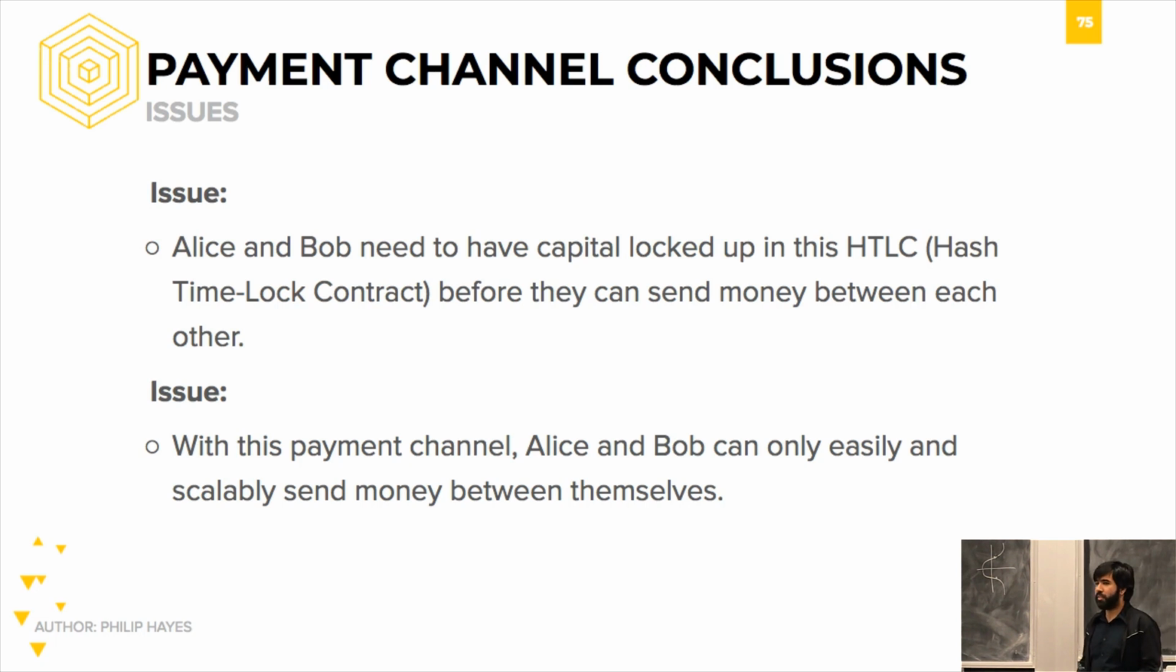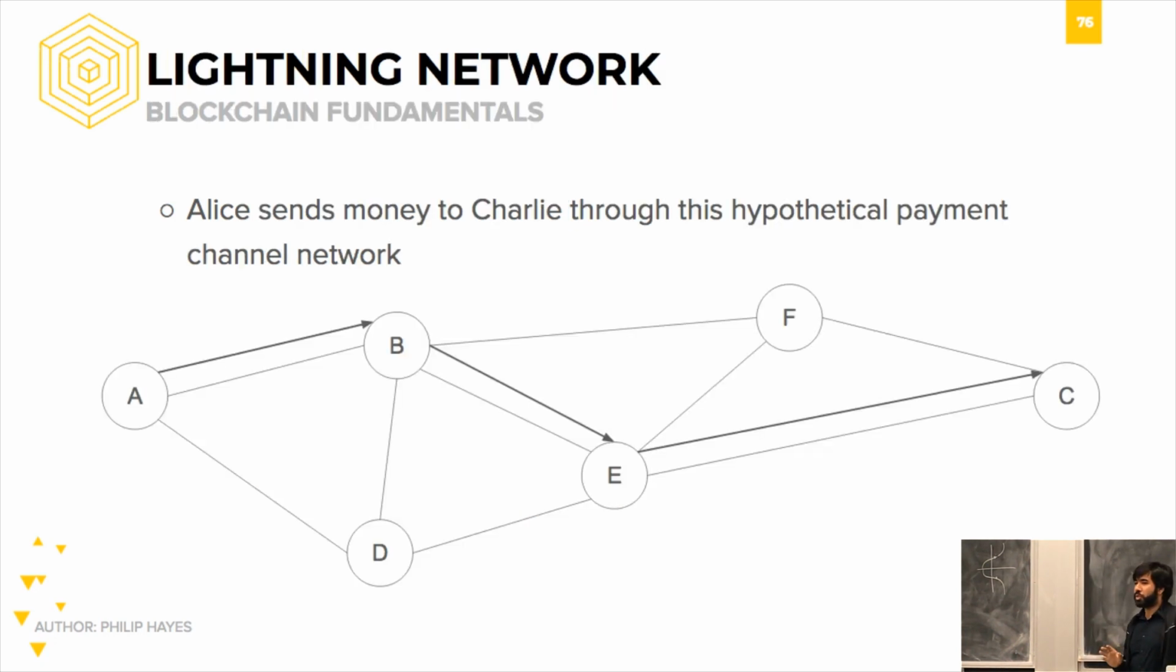And an issue is that with a payment channel, Alice and Bob are only capable of sending between themselves. If I want to send money to someone else like Alan, am I going to have to open another payment channel? How is that going to work? So this is where the ingenuity of the Lightning Network comes in. It's not just an ability to make payment channels, but an ability to make a payment channel network.